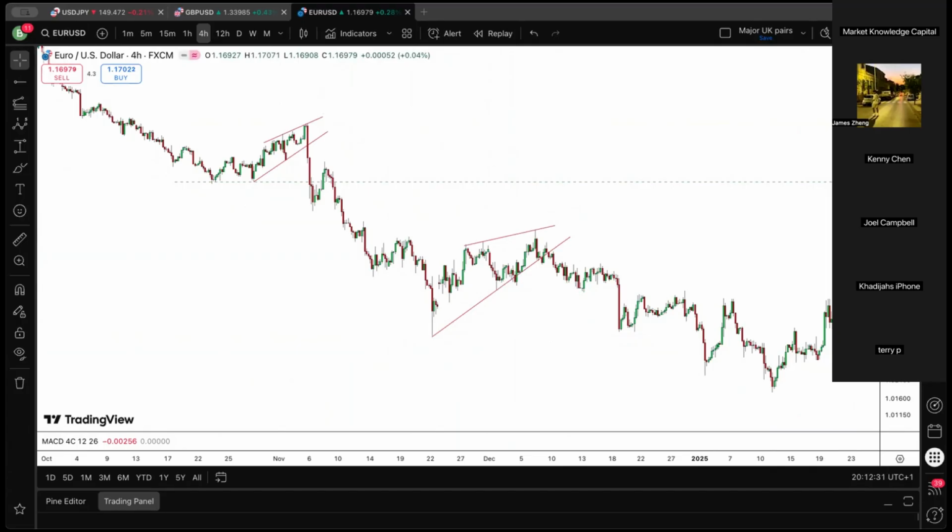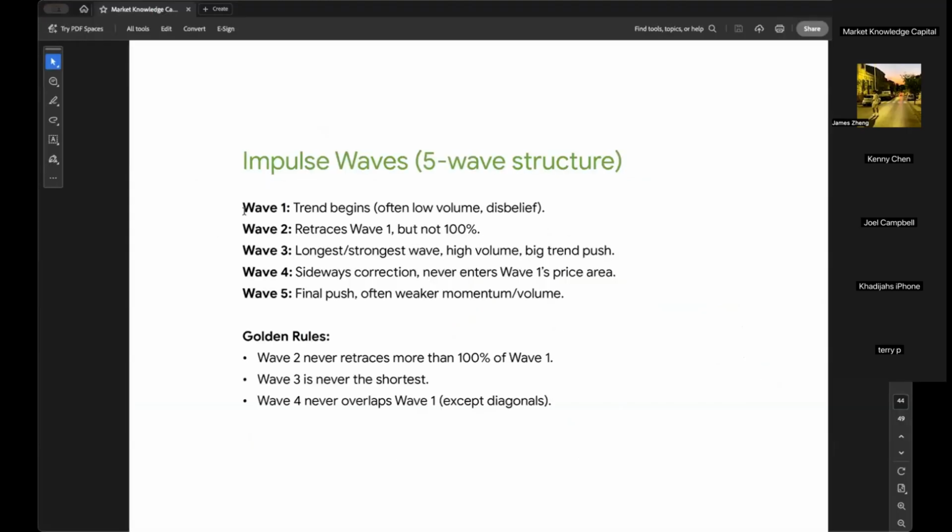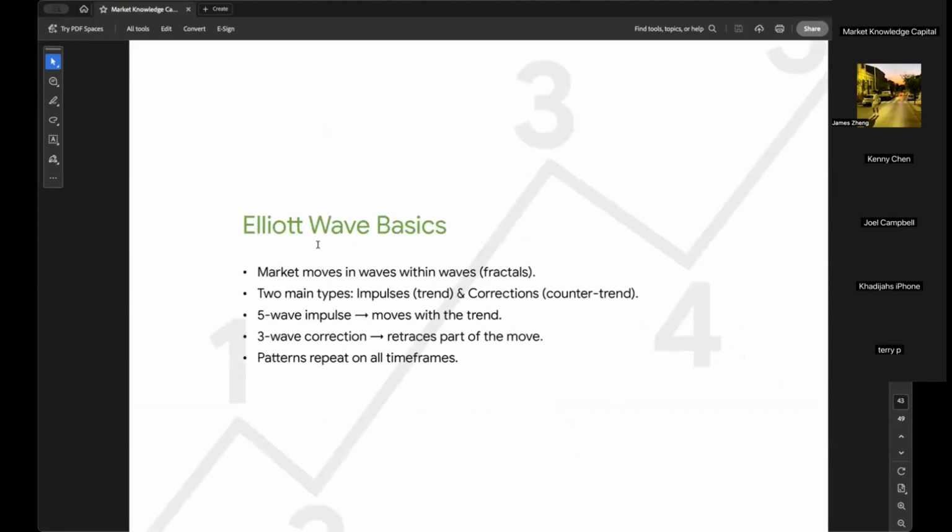Wait, one, I'm just looking. Let's refer back to the PowerPoint. Three wave corrections. One sec. It's the one before this one. Yeah, three wave correction, the fourth. Oh, this one here.